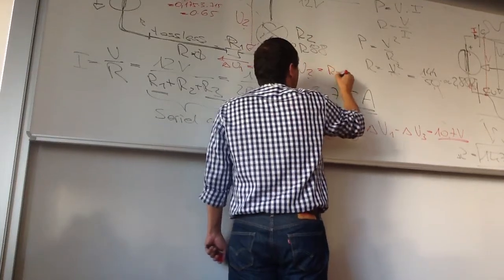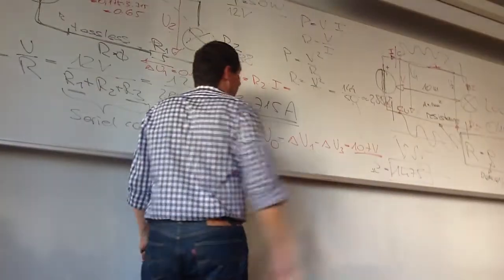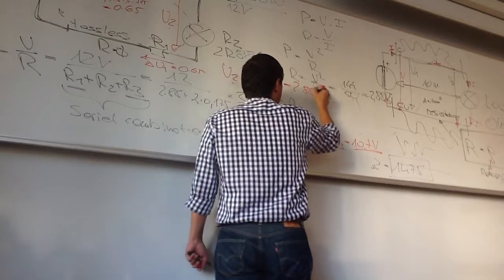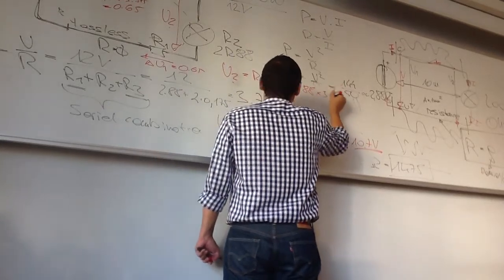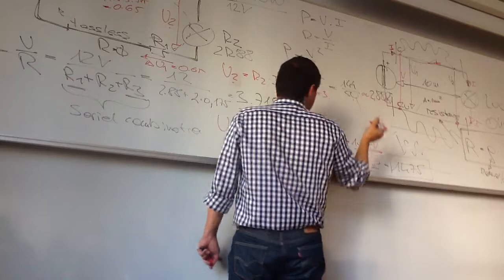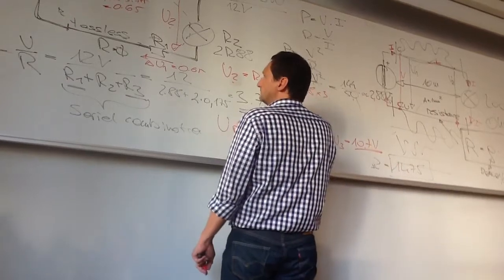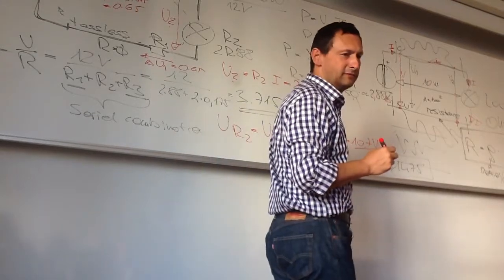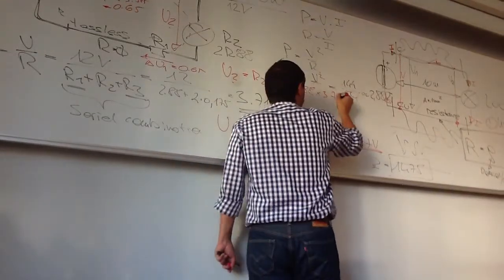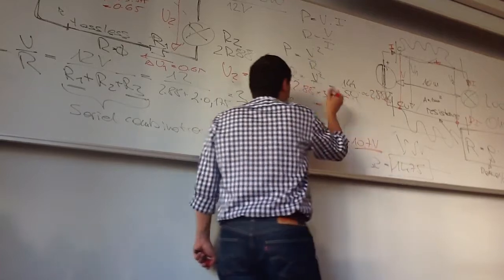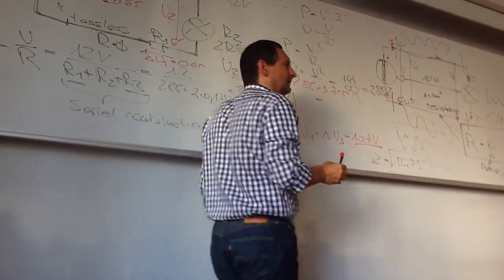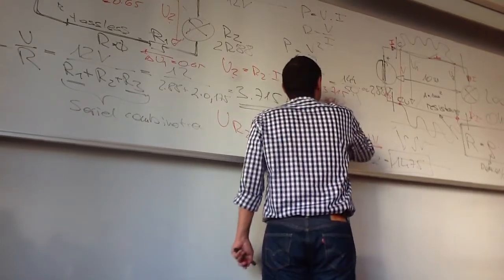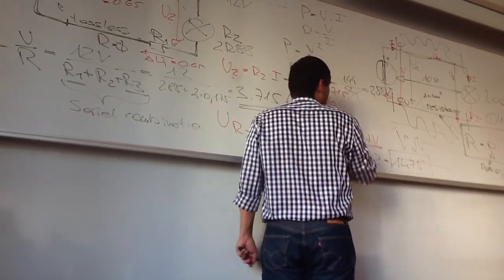It's R2 times I, which is equal to 2.8 times 3.715. Okay, that gives 9.14. So this is 10, 10.69.